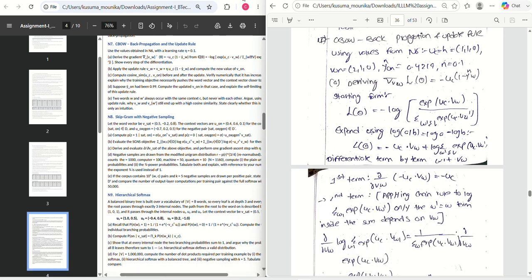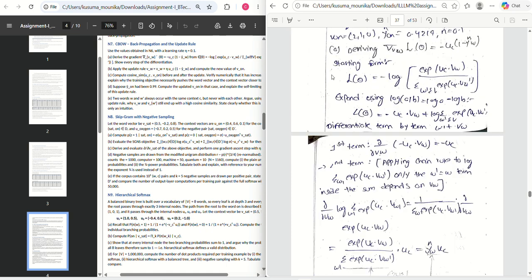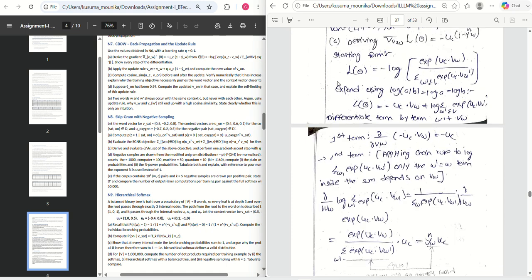Propagation using UC equal to H equal to 110 V, 1 equals to 110, Y hat equals 0.4219 and learning rate equals to 0.11. So here, let's tackle the first question, deriving the gradient.